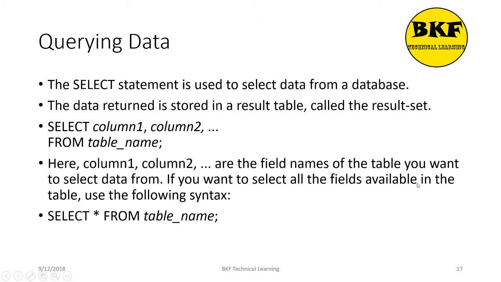If you want to select all the fields available in the table, use the following syntax: select star from table name. So if you want specific columns, then we are going to go by this way: column 1, column 2 from table name. Otherwise, if you want all the columns of your table, you can just put a star over here and fire your query.